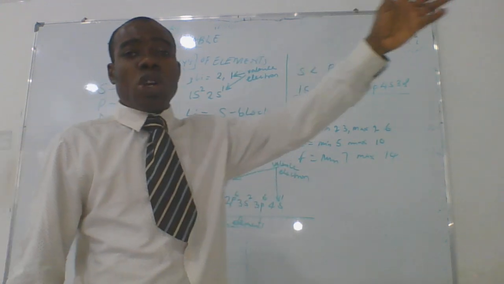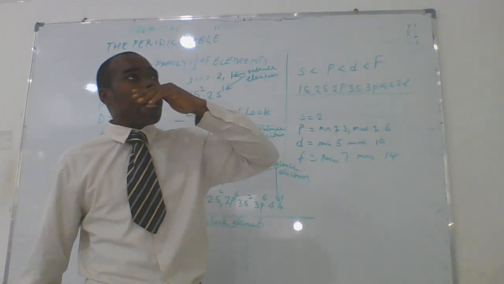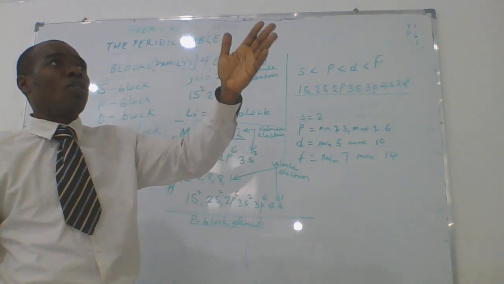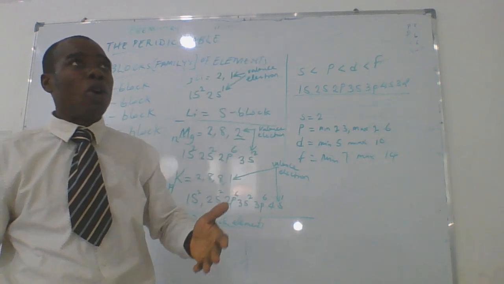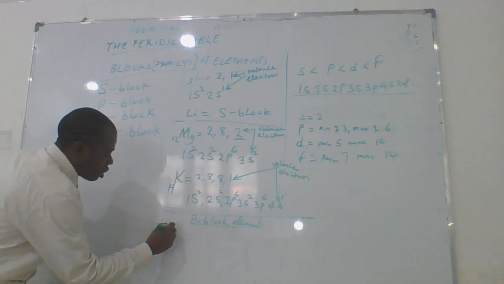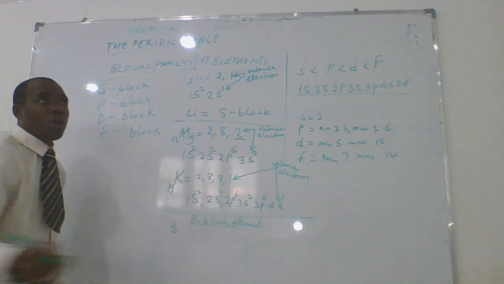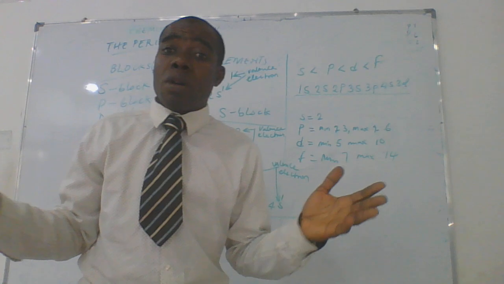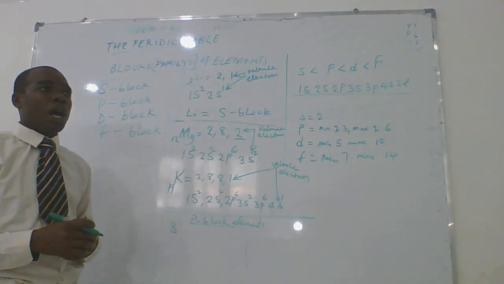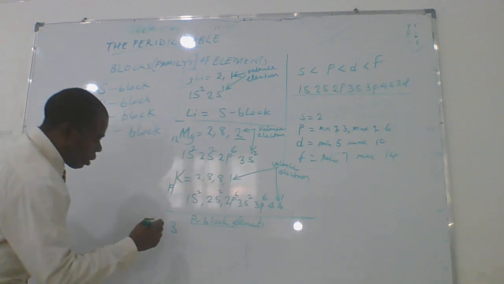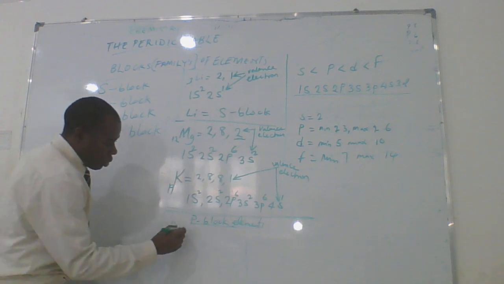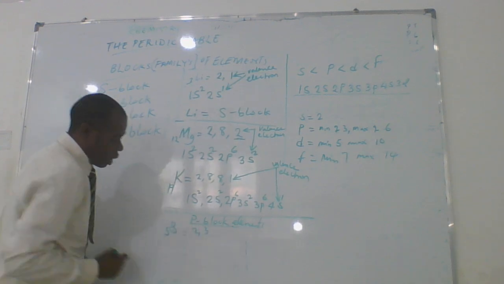For instance, like I showed you on the periodic table, elements like aluminium and boron all belong to the P block. Let me start with boron. Boron is atomic number 5. So for boron, you notice that out of these 5 electrons, you have 2, 3.